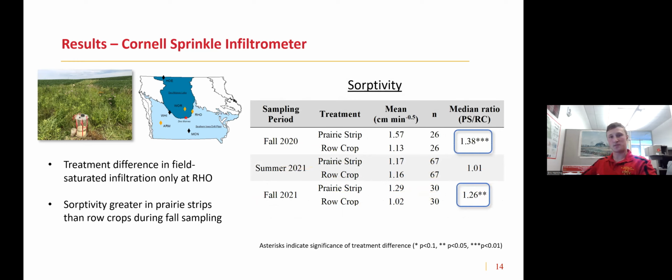Moving into the sorptivity, the early infiltration, we did see some significant results here. We found that the prairie strip had greater sorptivity than the row crop, but here's the caveat: it was only during the fall sampling periods. During the summer, there was like no difference at all. So this was an interesting development that I'll talk about a little bit later.